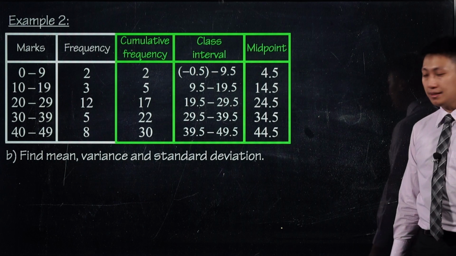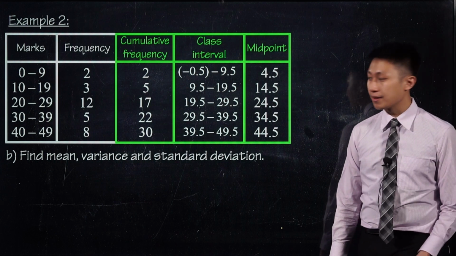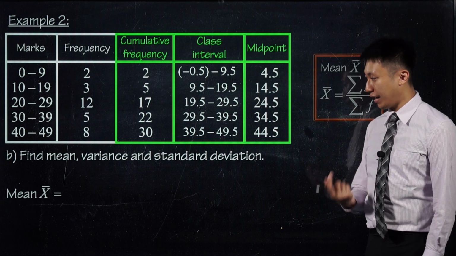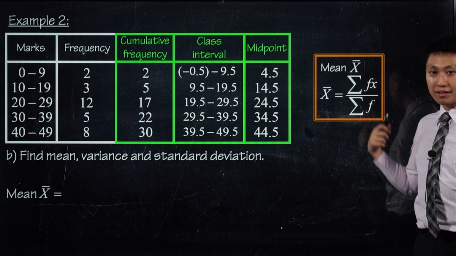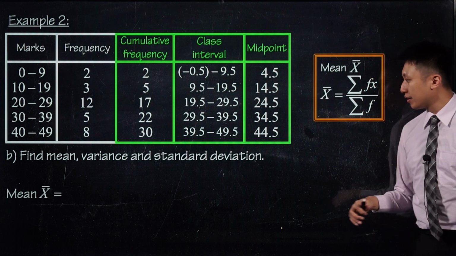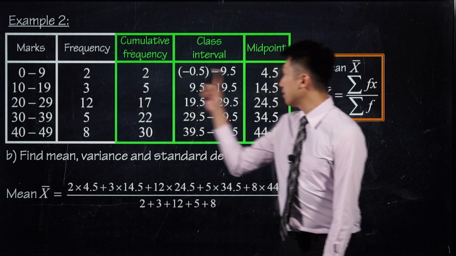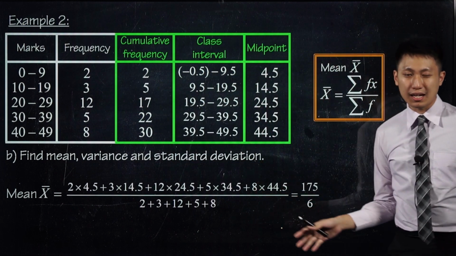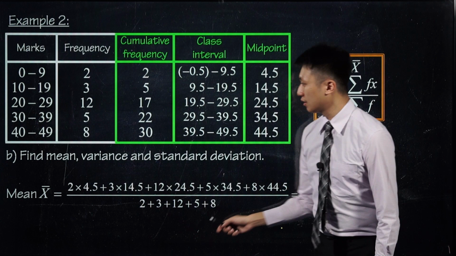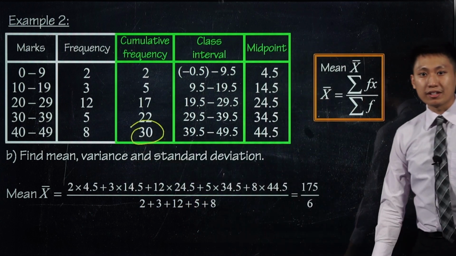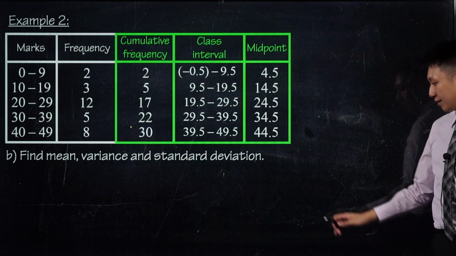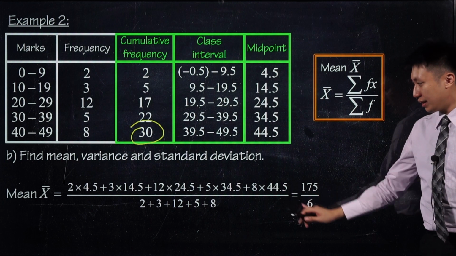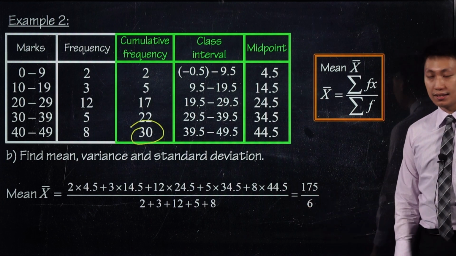Okay, mean, variance, standard deviation. Mean is correct formula, no problem. So you take frequency times midpoint, add them up and divide by the total, which is 30, the last cumulative frequency, and the answer will be 175 over 8.